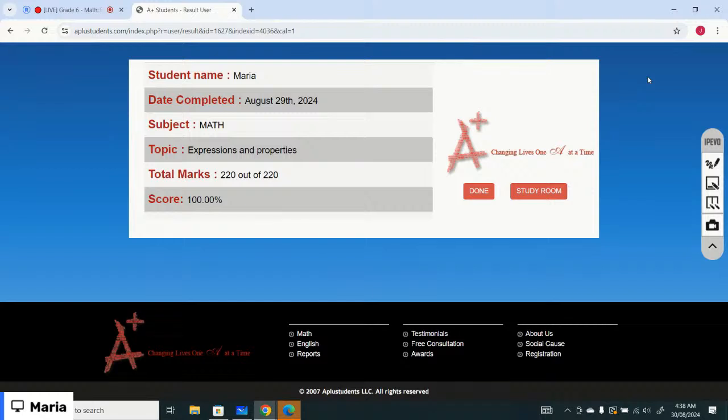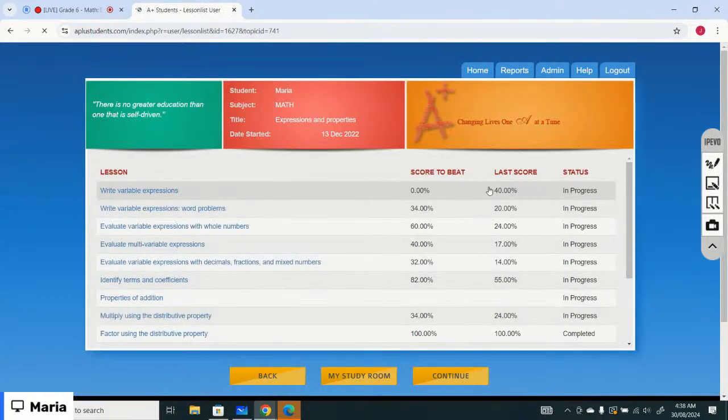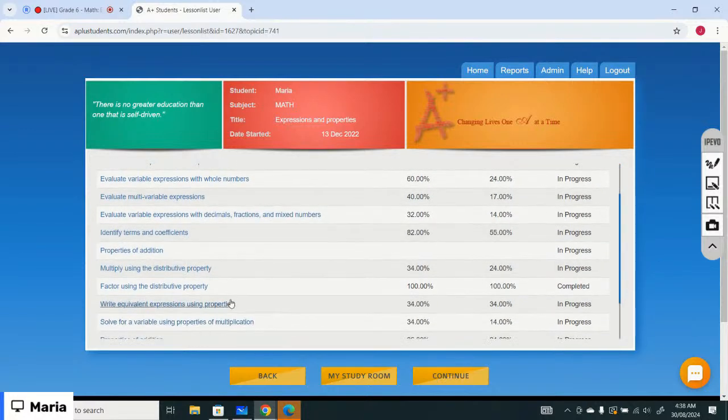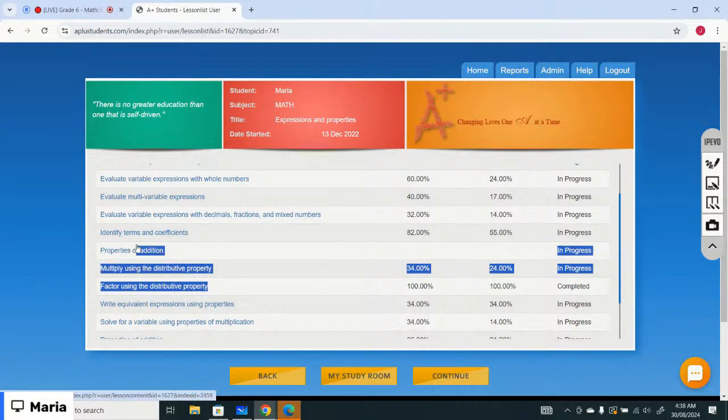Okay, so we are done with the lesson. We were working on grade 6 math. The chapter we were working on is expressions and properties. The lessons we have covered today are identify terms and coefficients, multiply using the distributive property, and factor using the distributive property.